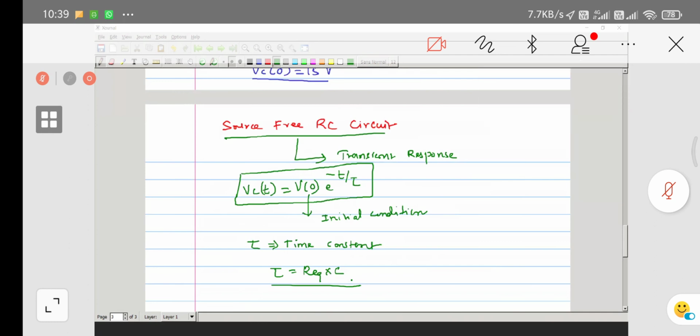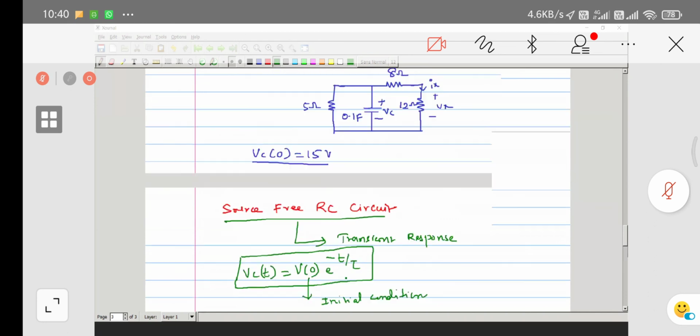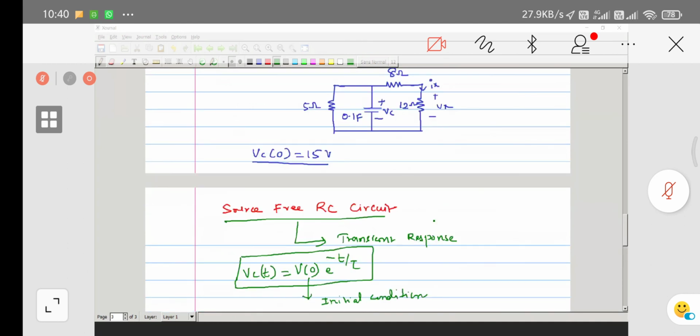How can you find this R equivalent? The R equivalent across the capacitor terminals. Just find the R equivalent across the capacitor terminals. If you have more than one resistor, you need to find the equivalent resistance across the capacitor. So what is the equivalent resistance across the capacitor? Anybody?